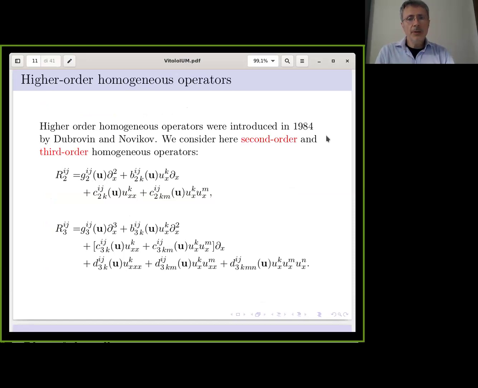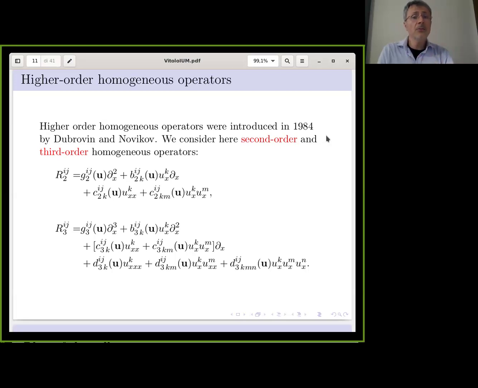Higher order homogeneous operators. Here we consider second order and third order homogeneous operators. They are second order and third order, but they are also second homogeneity degree and third homogeneity degree, in the sense that the number of x derivatives that appear in the expression of the operators in every summand is always the same, 2 in the first case and 3 in the second case. So the expression is very complicated, but you never look for operators in this form, or for higher order operators in this form.